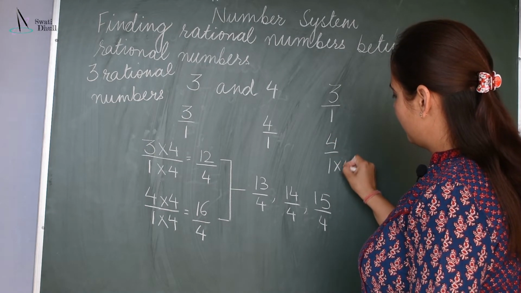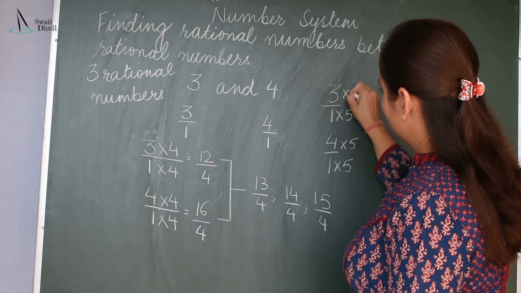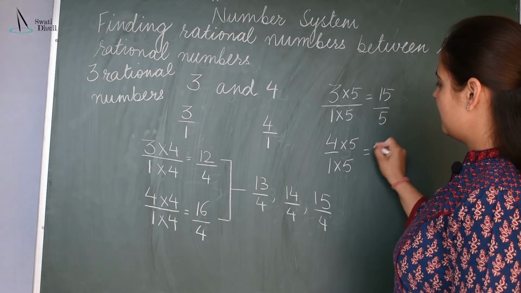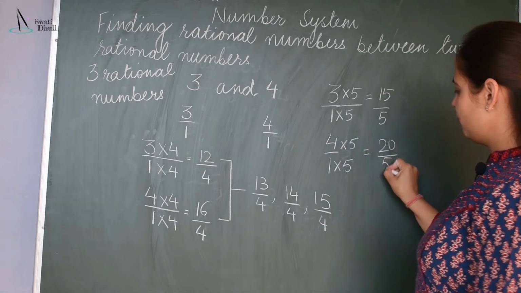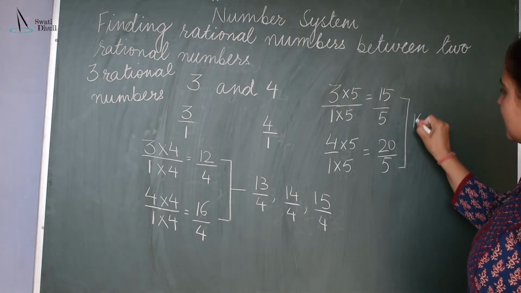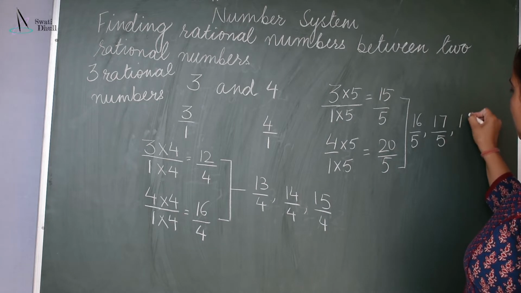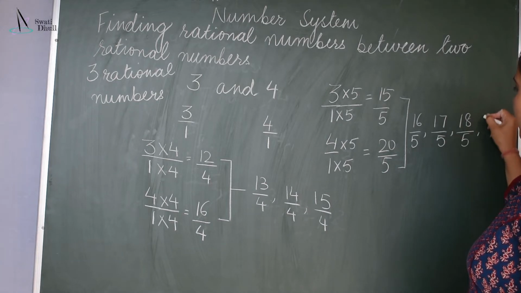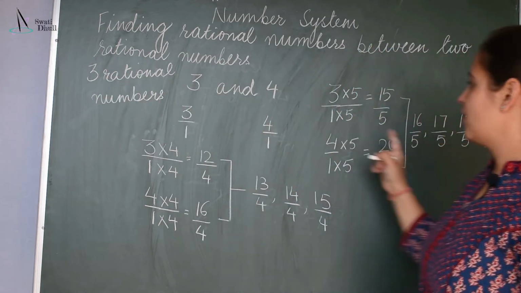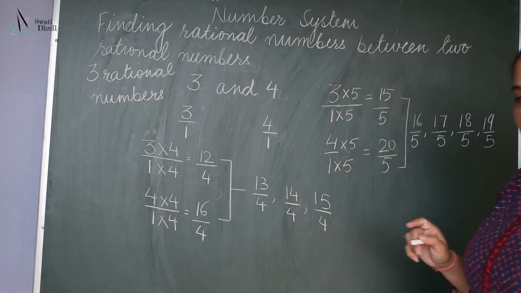If I multiply by 5, what I'm getting here is 15 by 5, and here I am getting 20 upon 5. So the rational numbers between these two are 16 by 5, 17 by 5, 18 by 5 and 19 by 5. You are asked for three rational numbers, so you can write any three of these four rational numbers.